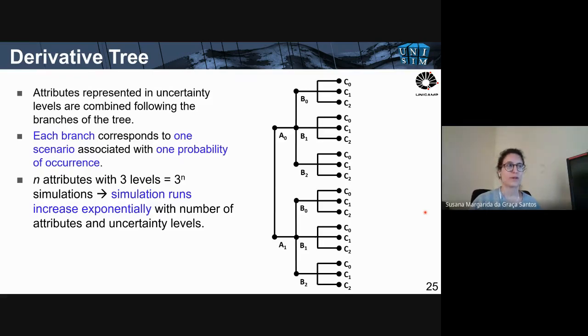Okay, you're welcome. So basically, this is the derivative tree I was just going to tell you about, because it has history, but we don't use it anymore because it's unfeasible to have hundreds or thousands or millions of scenarios if you have very large sets of uncertainties.